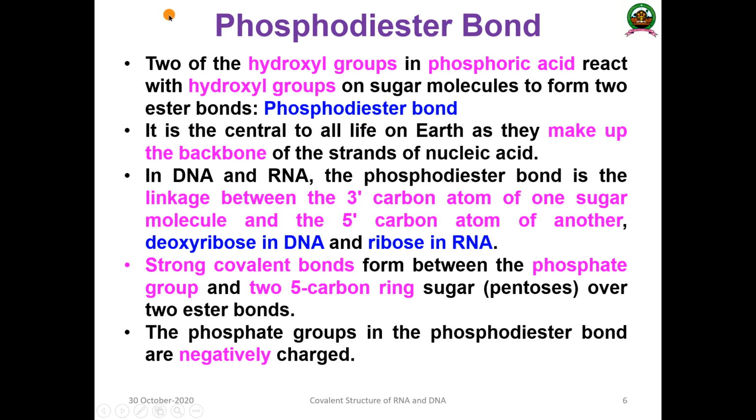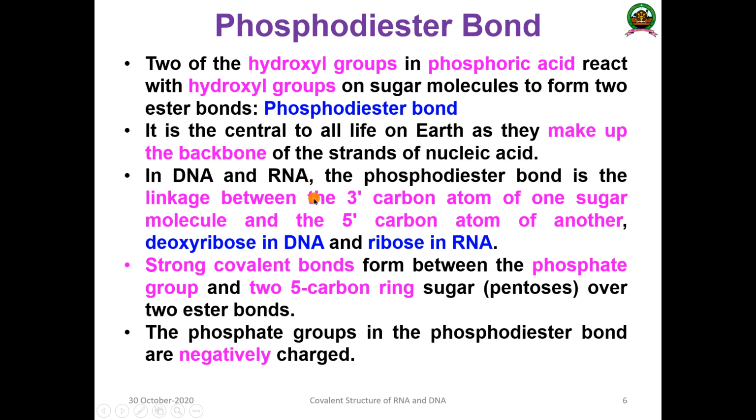Then we are going to discuss in detail the phosphodiester bond. Okay, as I said, the phosphodiester bond is a strong covalent bond. Two of the hydroxyl groups in the phosphoric acid react with the hydroxyl groups on the sugar molecules to form two ester bonds, and that is known as a phosphodiester bond. It is an ester bond. It is central to all life on earth, as it makes up the backbone of the strand of nucleic acid, both DNA and RNA. In both DNA and RNA, the phosphodiester bond is produced.